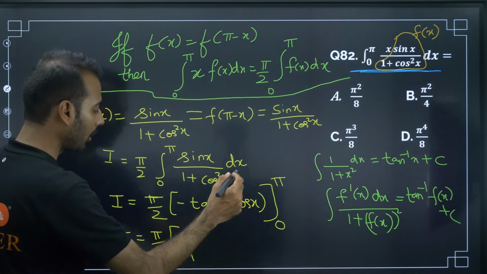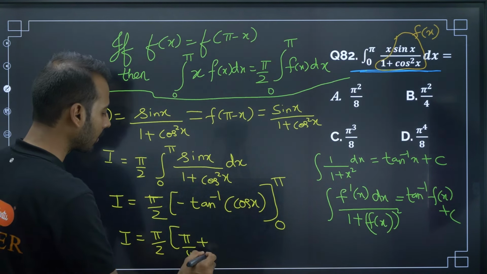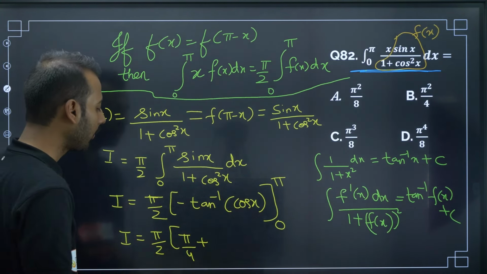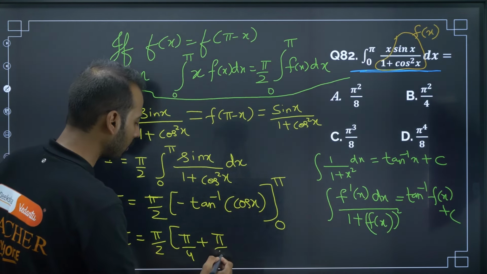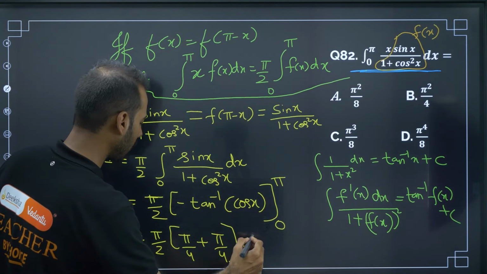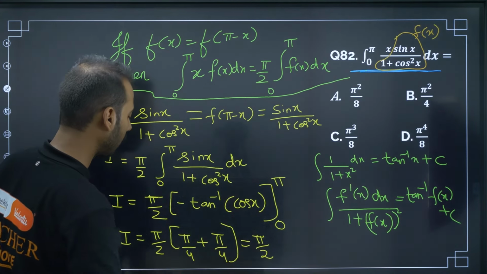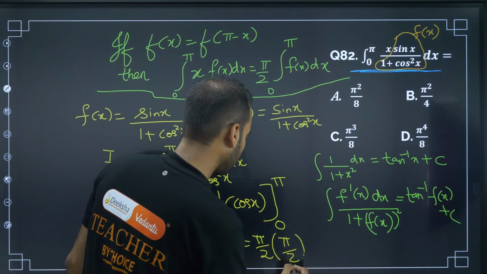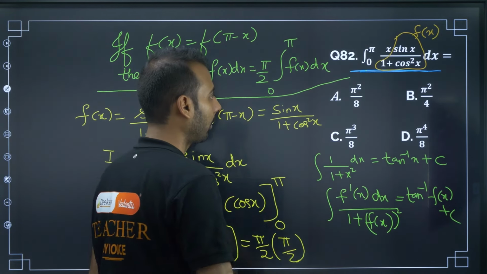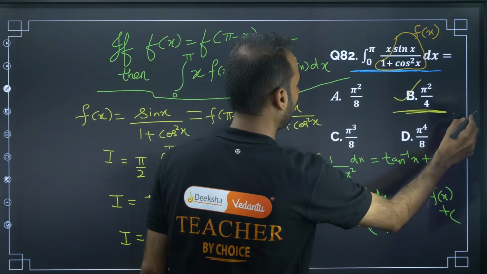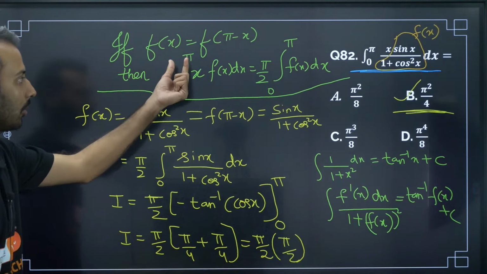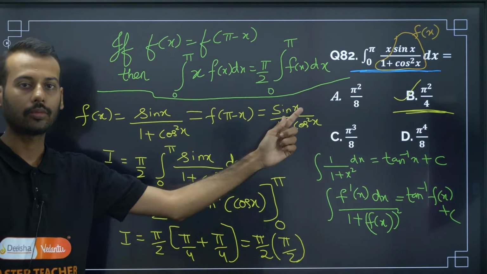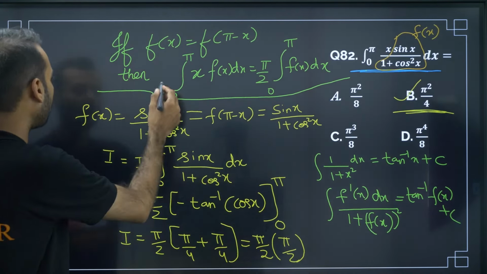If I place 0 here, minus, this becomes plus. Minus. If I substitute here, cos 0 is 1, so pi is equal to pi by 2, and this is also pi by 2, pi square by 4. So the answer is pi square by 4. So using this property we can solve this problem. Otherwise it becomes very difficult if you don't know this property.